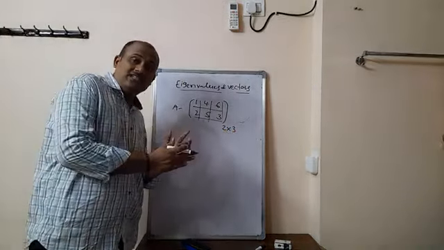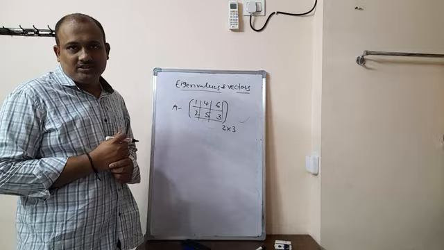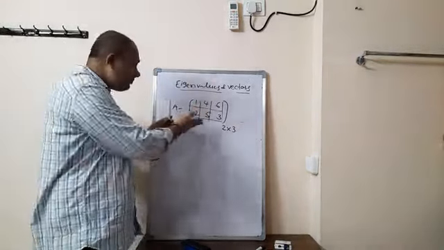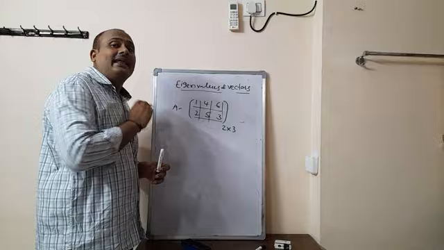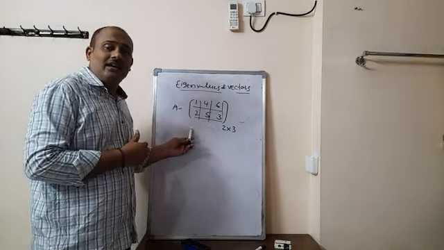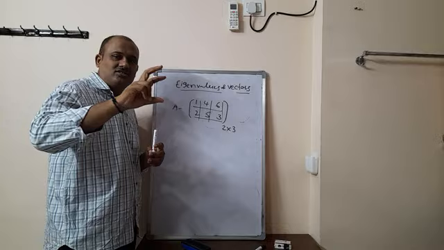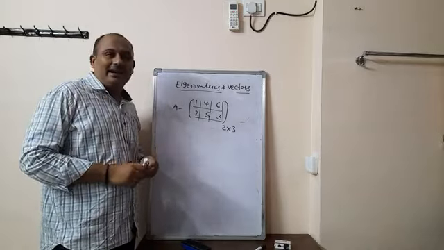The row size is different from the column size. That is called a rectangular matrix. This is an example of a rectangular matrix. A matrix which is not a square matrix is called a rectangular matrix.